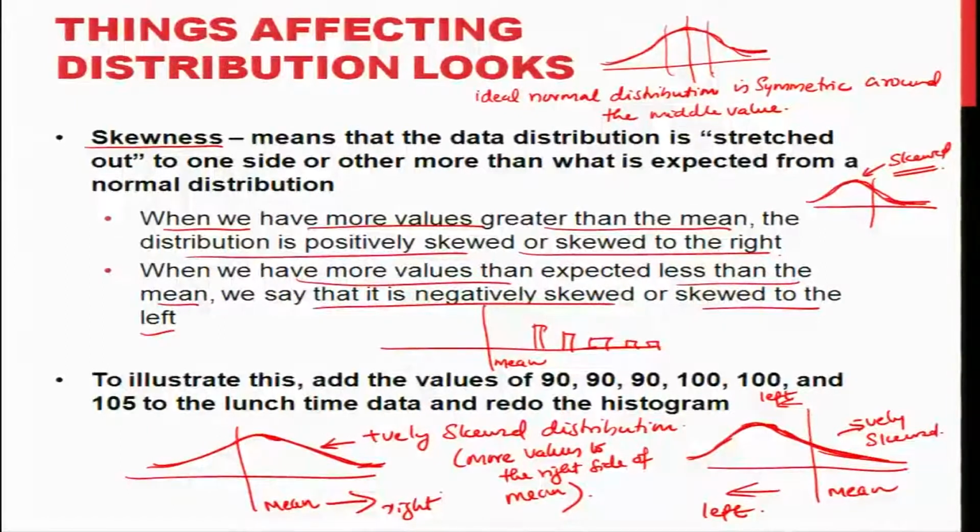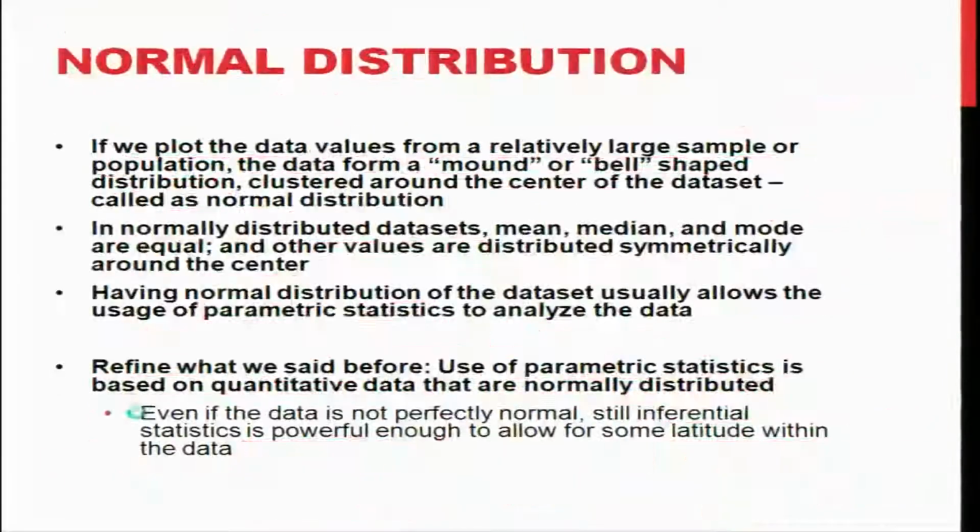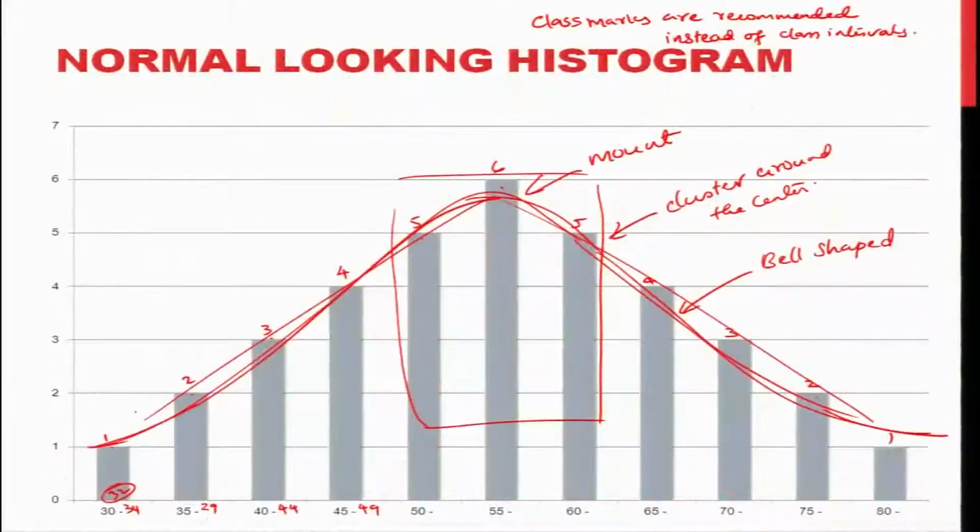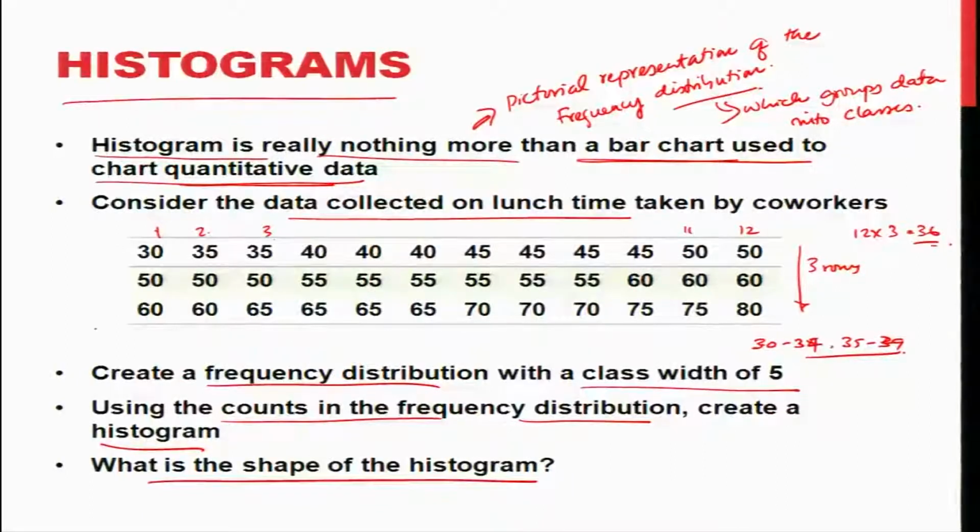To illustrate this concept, let us add the values 90, 90, 90, 100, 100 and 105 to the lunchtime data, which was in the previous example that we talked about. So, six more data points are added, and now you have 42 data points.